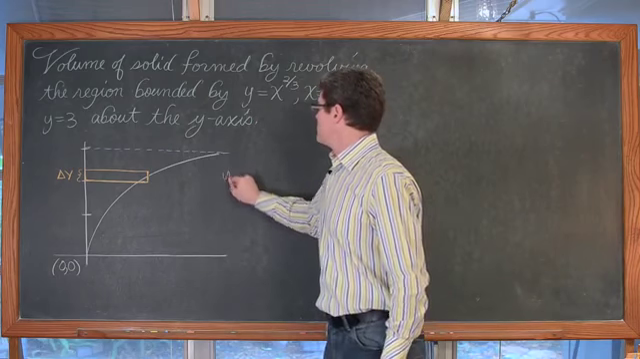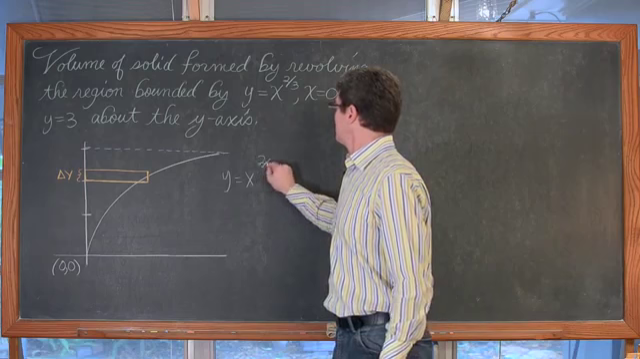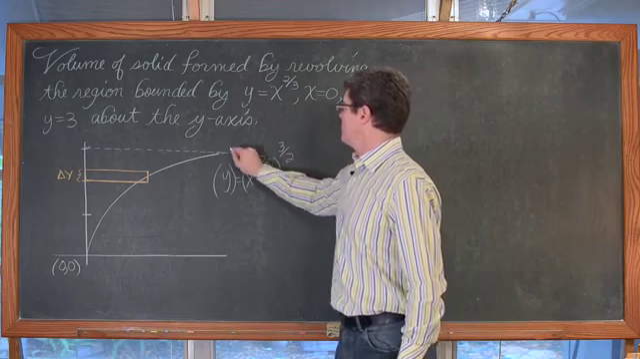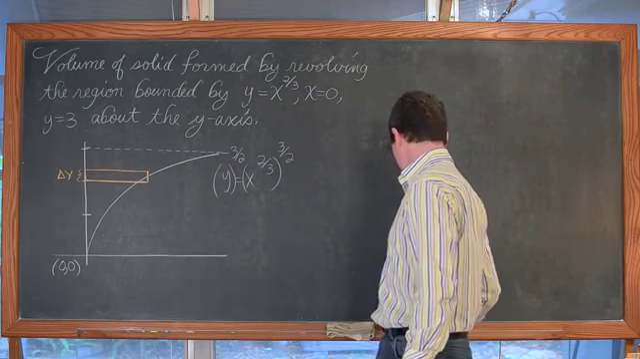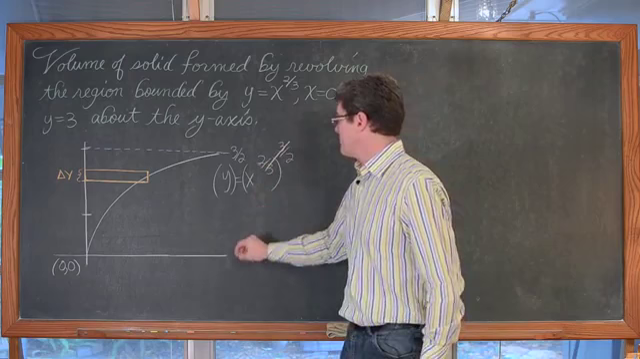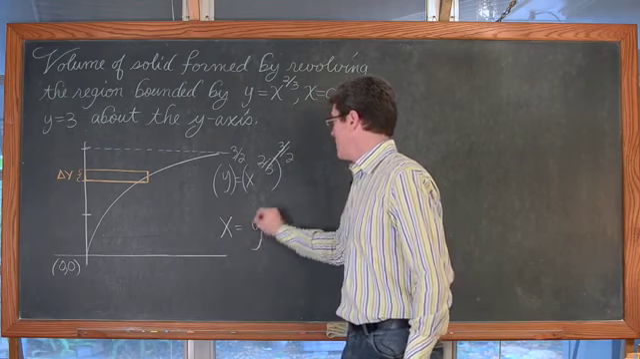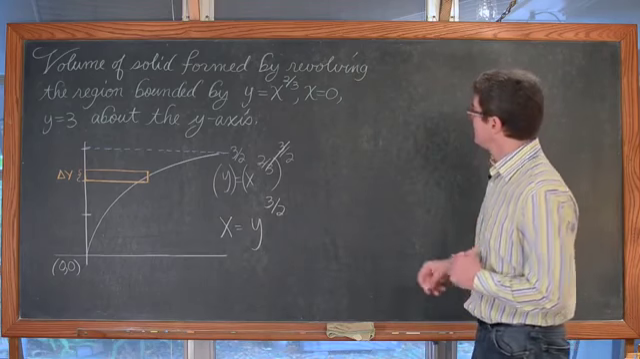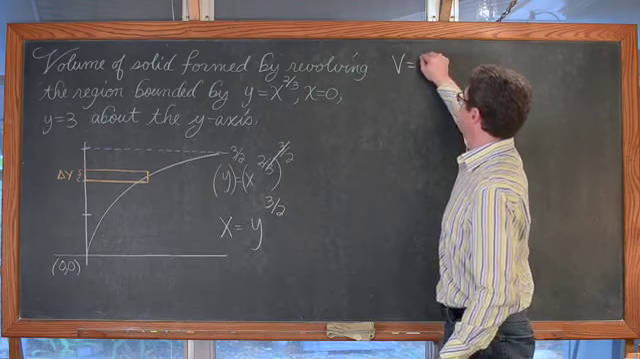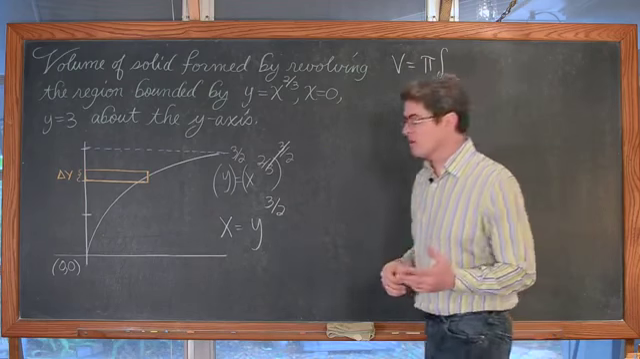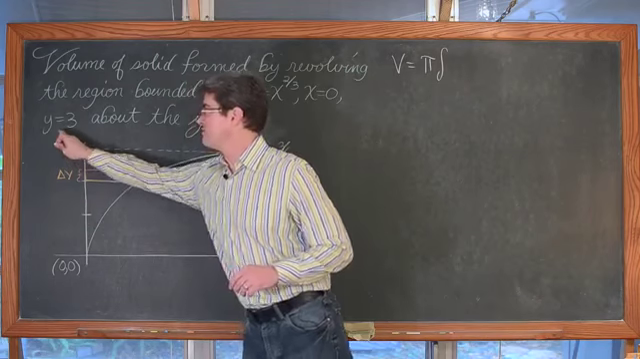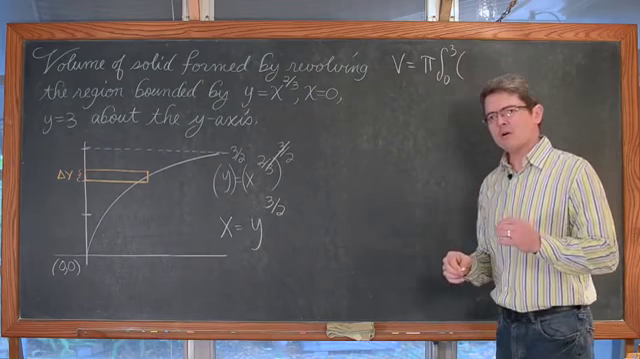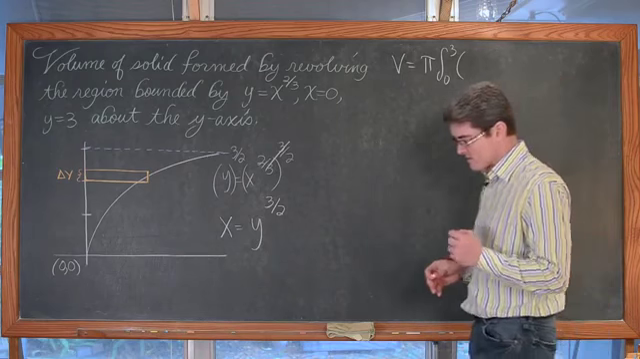So we're going to take this equation and raise both sides of it to a power of 3 over 2, so that the powers cancel out, giving us x is equal to y to the 3/2 power. Now the volume is going to be equal to pi times a definite integral. Our lower limit on y is 0, and our upper limit defined by the problem is 3, times r of x squared, the radius.